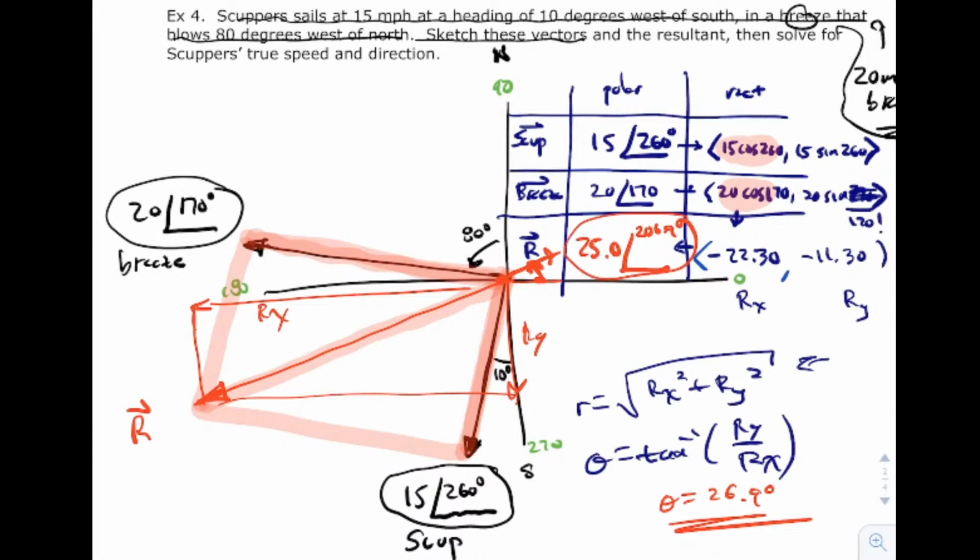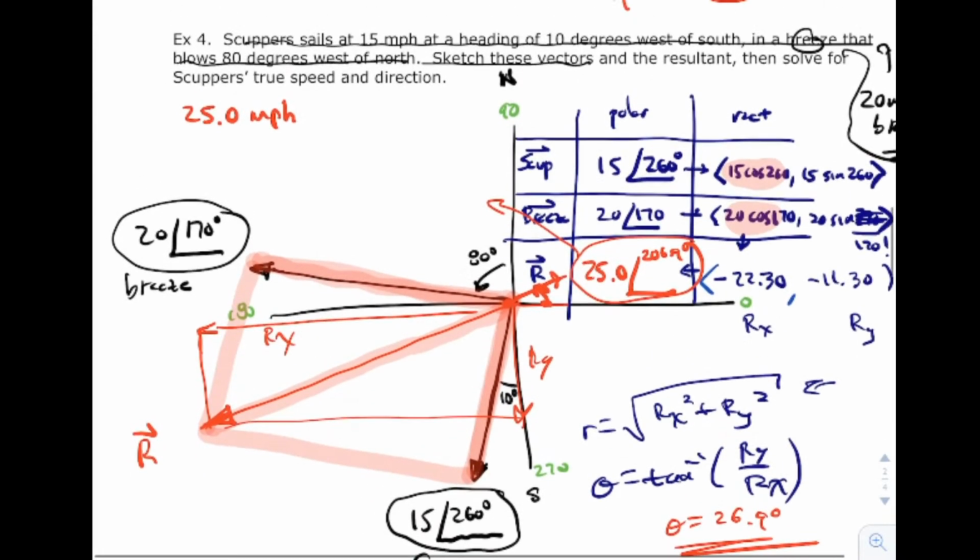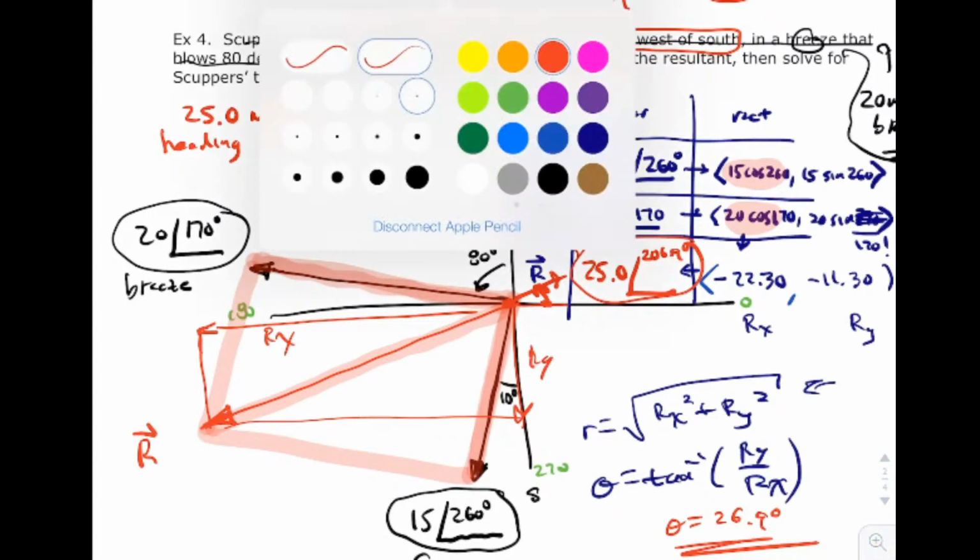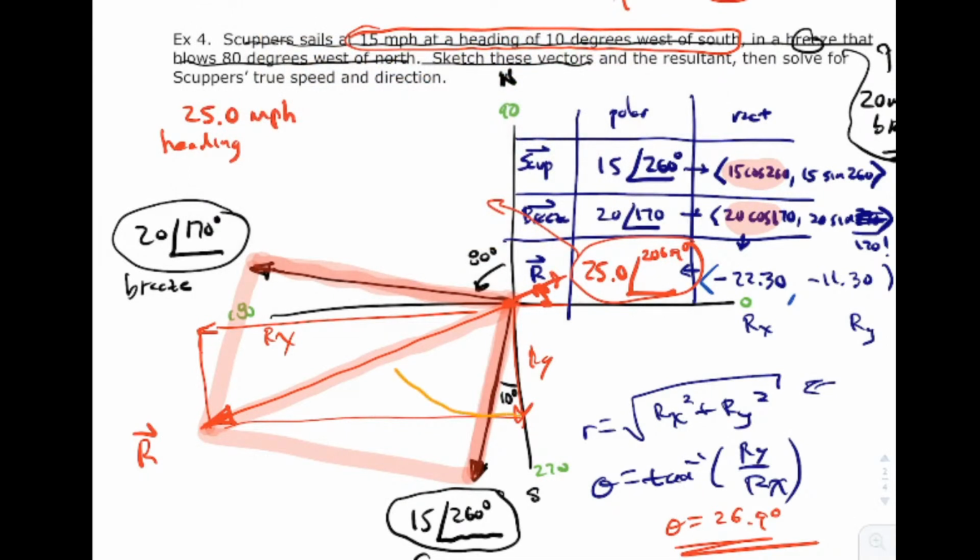Now actually, if I want it to behave, I give them the answer in the same format that they gave us the question. They gave us the question using this kind of a format: a speed in miles an hour and a heading. So we should turn that into a heading. So that's 206.9 degrees, huh? Well, headings are always from the north or south, so we want to figure out what this angle is. Heading so many degrees west of south. So how many degrees is that?